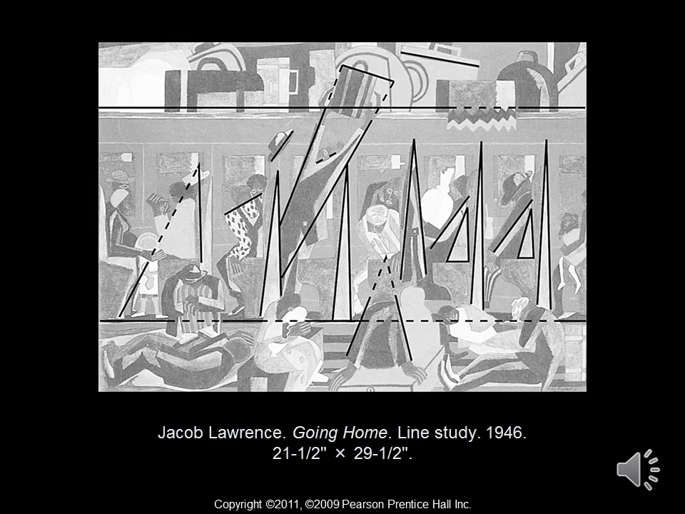This is a line study of Going Home by Jacob Lawrence. This is probably an easier way of seeing how Lawrence broke his visual space down into a variety of different triangular shapes, being a really dominant trait of the image.